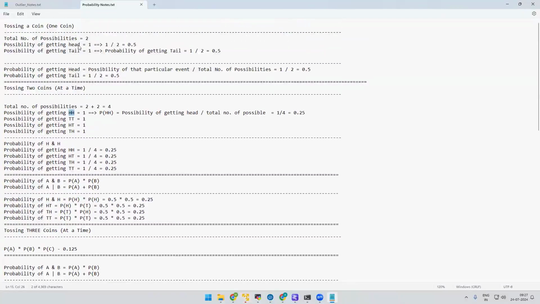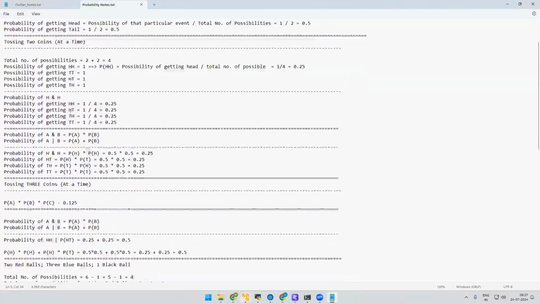This is head or tail if you toss a coin. Whereas in this case, it is head and head. If you toss 2 coins, in one coin, head, other coin head. So in such a case, you need to consider it as the A and B case, whereas OR is either this or that kind of situation. If you want to find the probability of getting A and B, it is the probability of A multiplied by the probability of B.